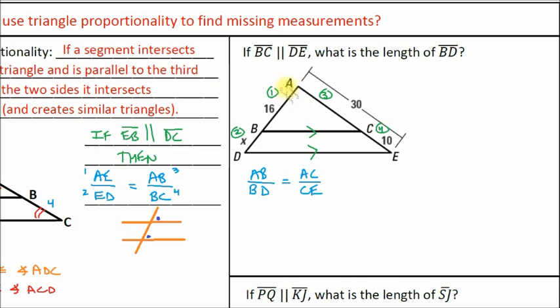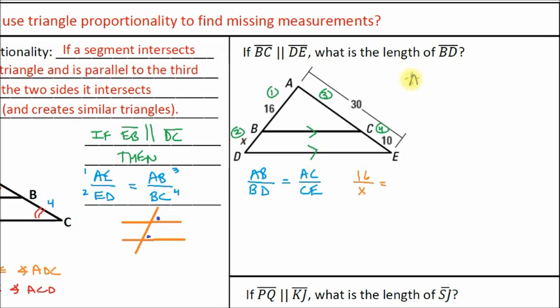So let's take a look at AB. AB is 16. BD is our unknown. AC, now let's be careful here. AC, they don't tell us AC. They tell us AE and CE. We're going to have to find AC. So be careful about saying that AC is 30. It's not. AE is 30.